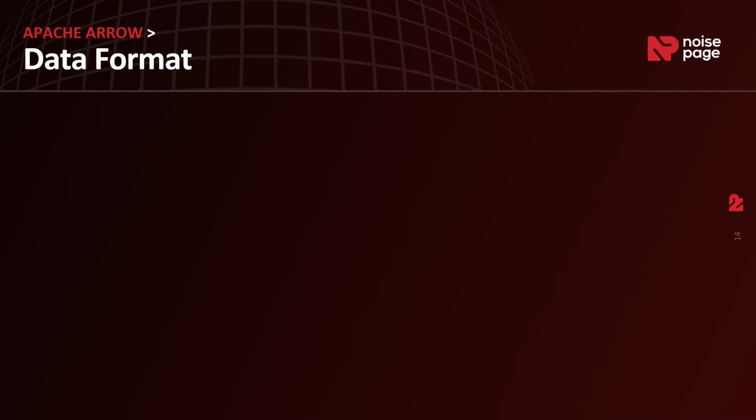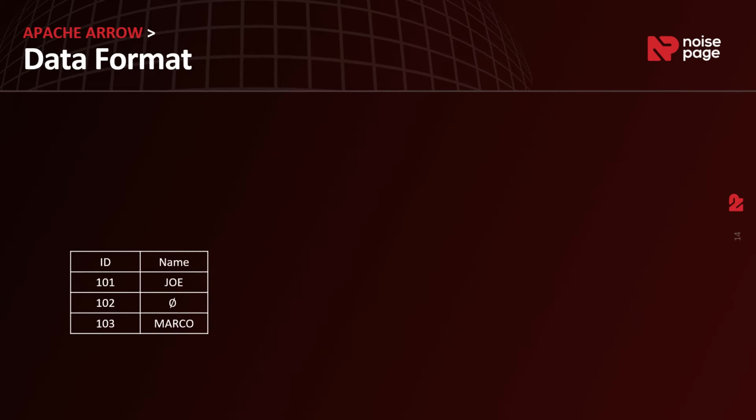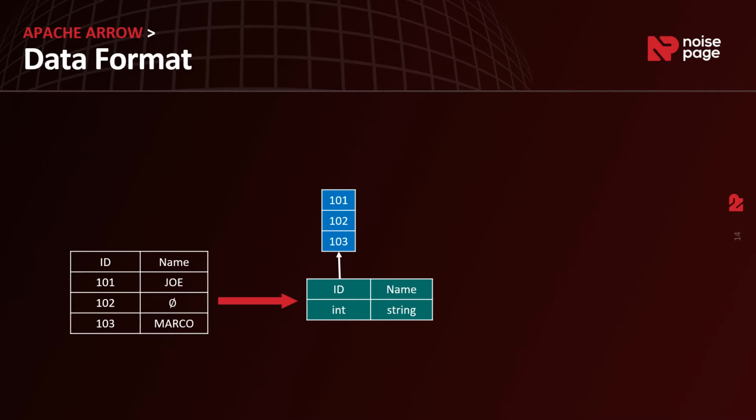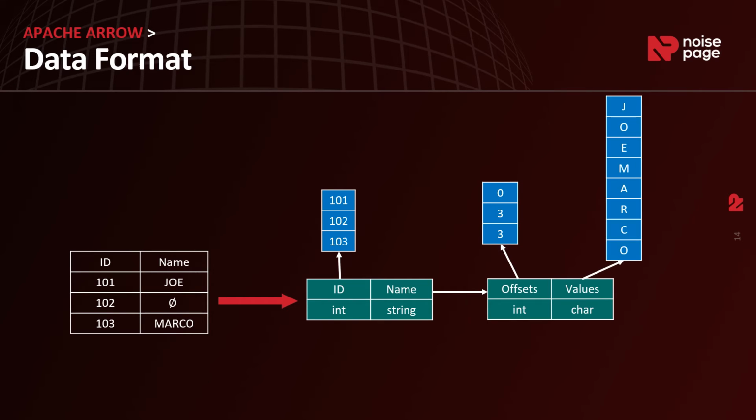Let's take a more detailed look at the Arrow format. Suppose we have a table like this, with one ID column of integers and one name column of strings. Arrow first uses a metadata header to encode the schema like this. Of the two columns, the integer column is considered a primitive, and we can just represent it with a contiguous buffer of 4 byte integers like this. The string column is represented as a buffer of characters and an array of offsets like this.